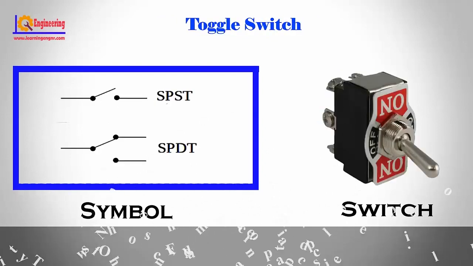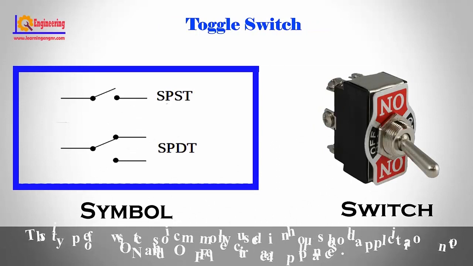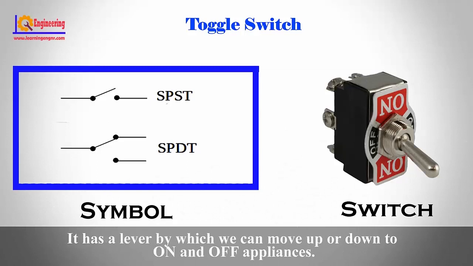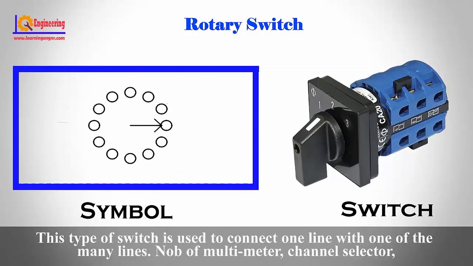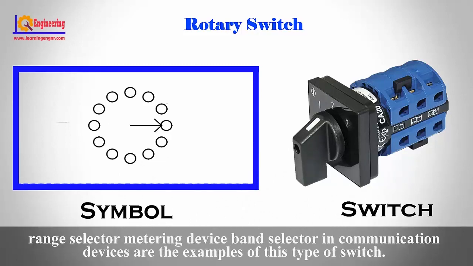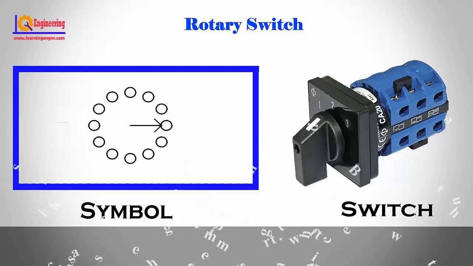Toggle switch. This type of switch is commonly used in household applications to turn electrical appliances on and off. It has a lever which we can move up or down to turn the appliance on and off. Rotary switch. This type of switch is used to connect one line with one of many lines. The knob of a multimeter, channel selector, range selector, metering device, and band selector in communication devices are examples of this type of switch. This switch is the same as a single pole multi-throw switch, but the arrangement is different.